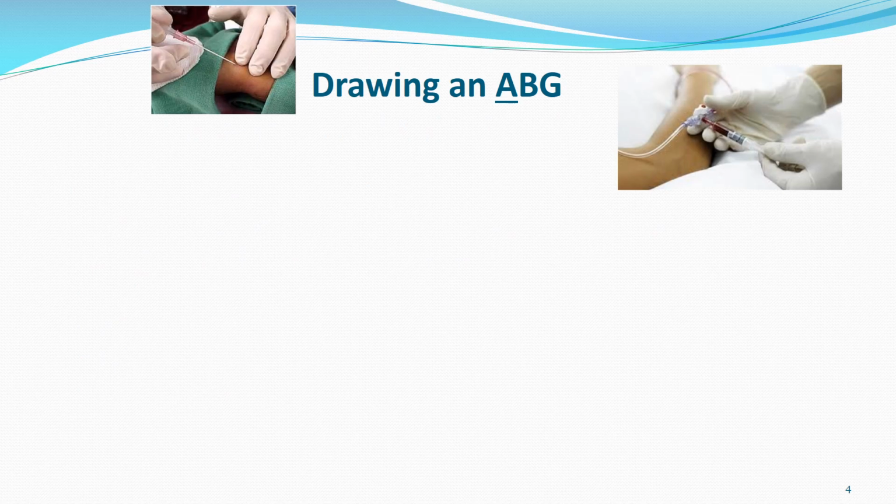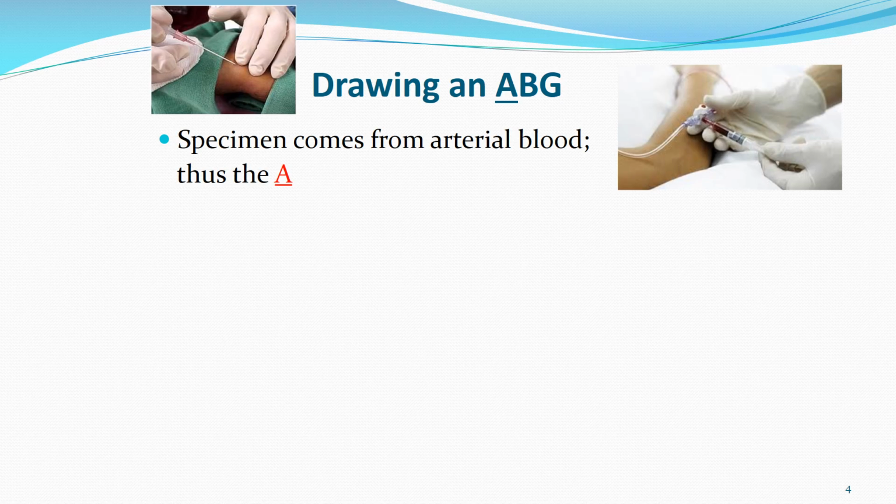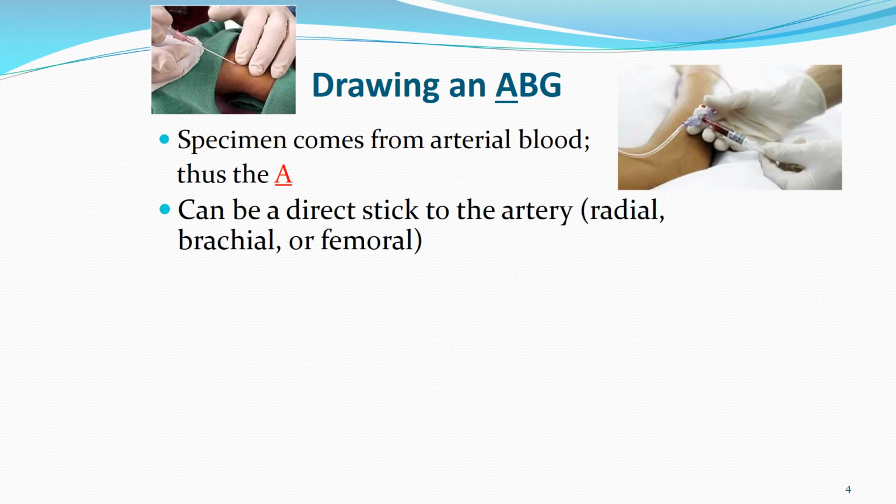So let's start off more literally. How do we get an ABG? Well, as the name states, this is arterial blood. So we can't get an ABG from regular lab draws that are venous. It must be drawn from the artery, either as a peripheral stick with a needle or through an arterial line.